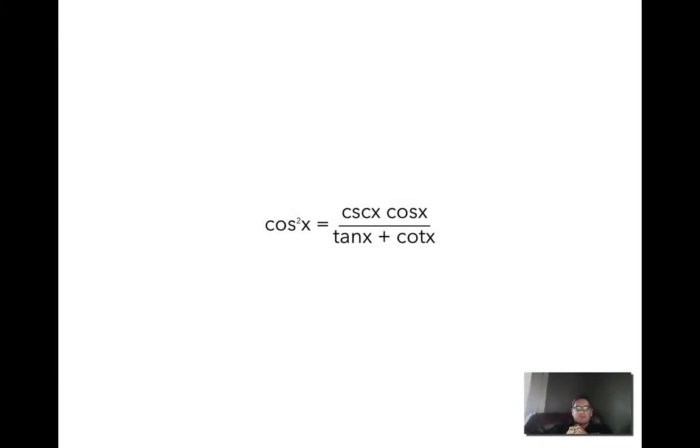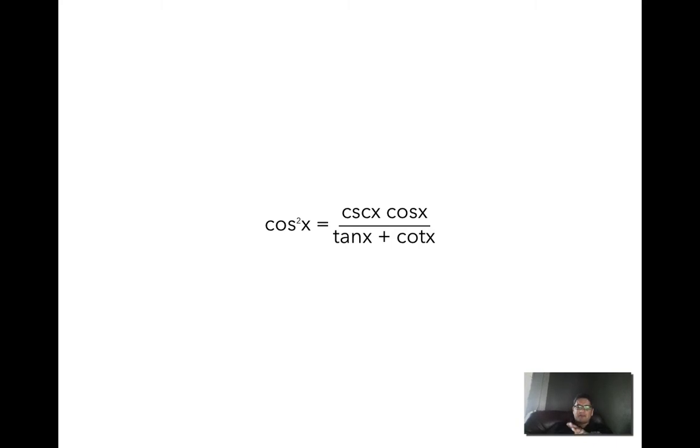In this video we're going to be proving this identity here. So you have cosine squared x equals cosecant x times cosine x divided by tangent x plus cotangent x. I want to prove that each of these equal each other. I want to manipulate the right side in particular so that it looks exactly like the left side. At least I want to prove that it does equal that.